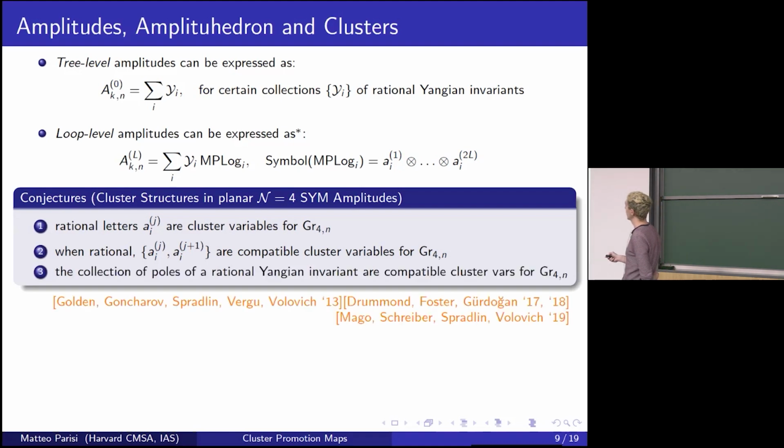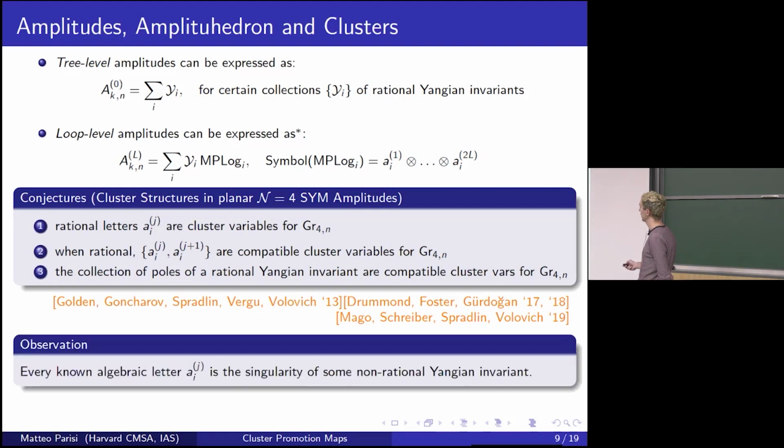And finally, the connection of poles of a rational Yangian invariant that you can find here, for example, are compatible cluster variables for Gr(4,n). So there is a lot of cluster structure that relates the singularity of Yangian invariants, the letters that are appearing in the amplitude. So this was part of this work here.